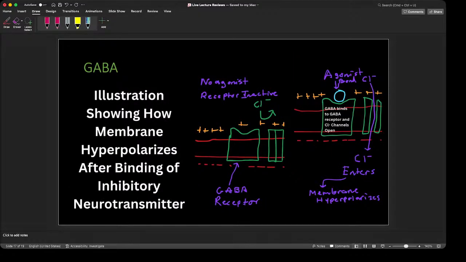Then the GABA is going to inhibit that excitatory section by hyperpolarizing it after binding of the inhibitory neurotransmitter. So that's what the GABA receptor will do. Once it's bound to the agonist, then chloride is going to enter and then it's going to hyperpolarize.